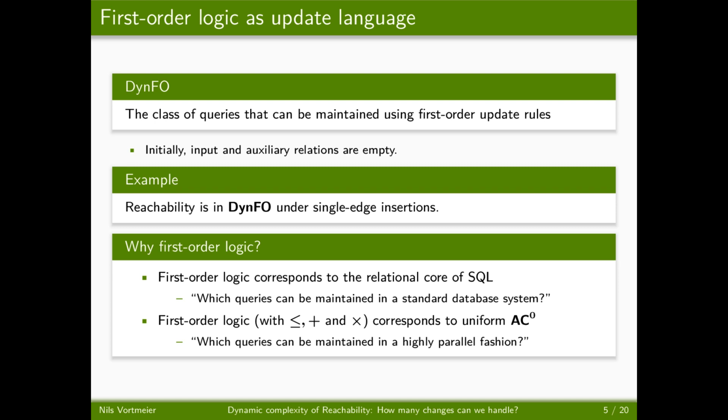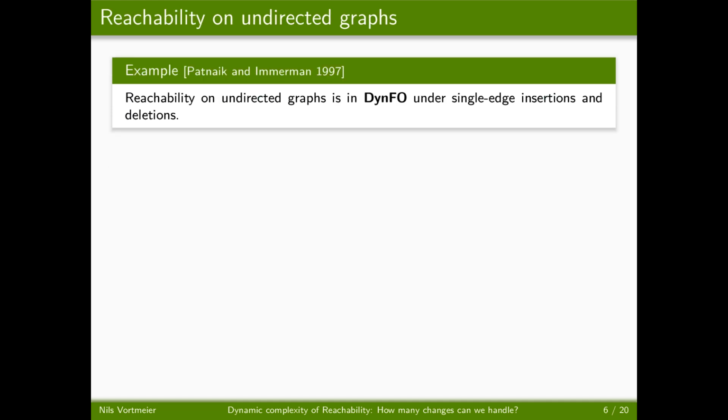First-order logic corresponds to the circuit complexity class uniform AC0, at least if it has access to a linear order and the arithmetic predicates plus and times. So all queries in DynFO can be maintained in a highly parallel fashion. Let's have a look at a more challenging example.